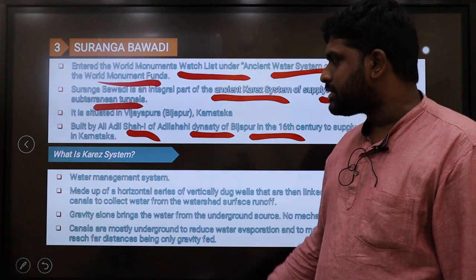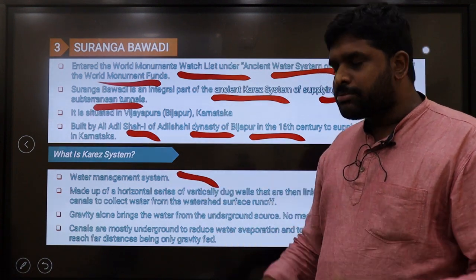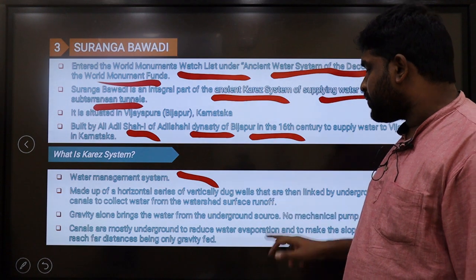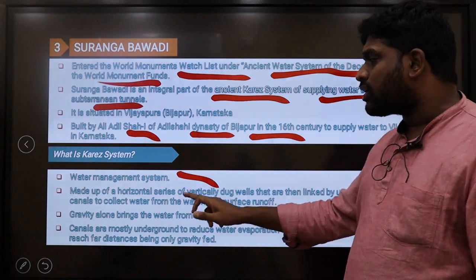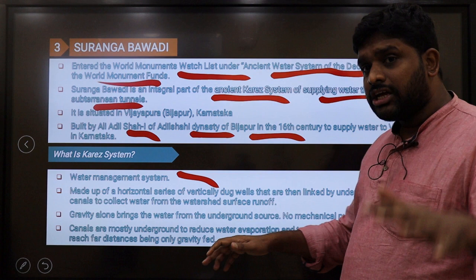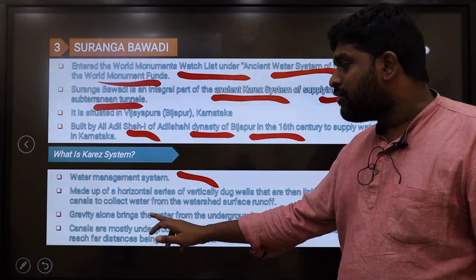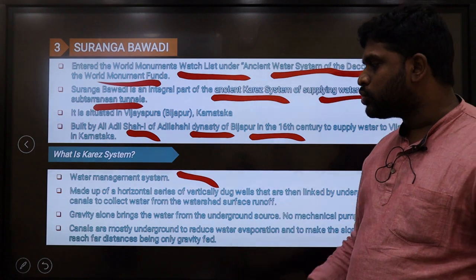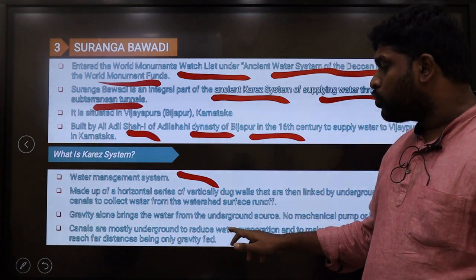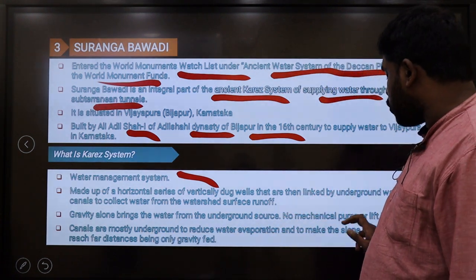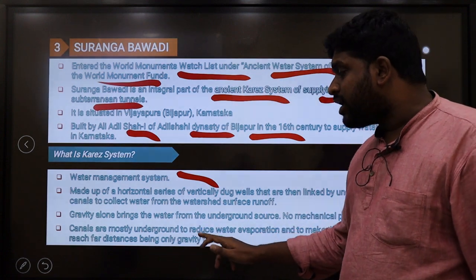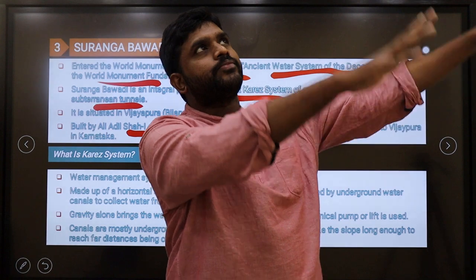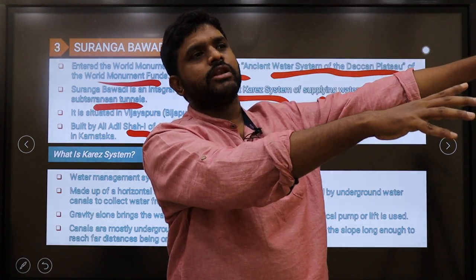So what is this carriage system? A water management system made up of a horizontal series of vertically dug wells that are linked by underground water canals to collect water from the watershed surface runoff. Gravity alone brings the water from the underground source. No mechanical pump or lift is used. Canals are mostly underground to reduce water evaporation and to make the slope long enough to reach far distances, being gravity fed. Simple. There will be a well, and rainwater harvesting will be happening.